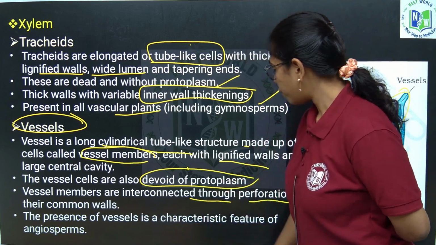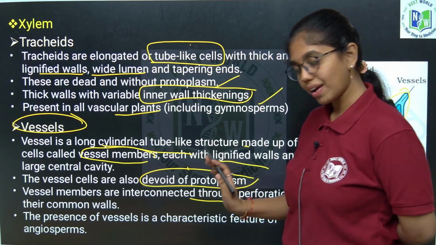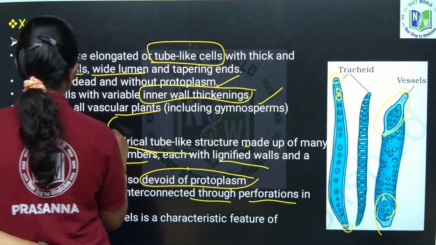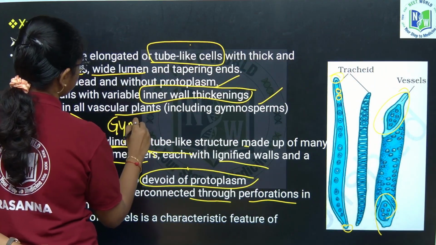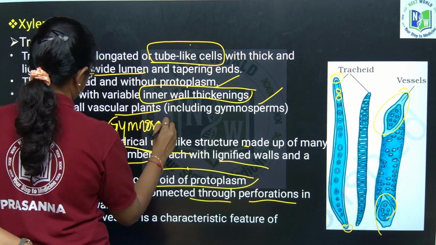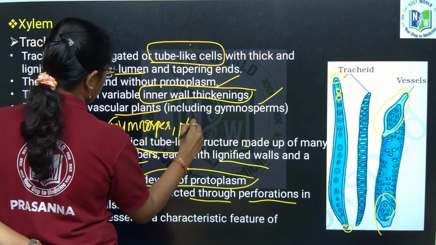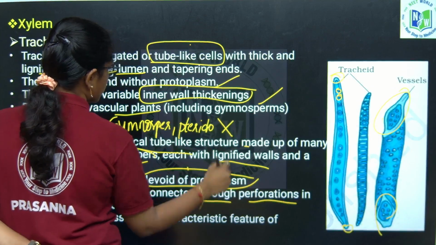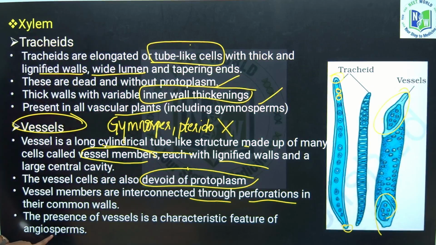The presence of vessels is a characteristic feature of angiosperms only. In gymnosperms and pteridophytes, vessels are absent.